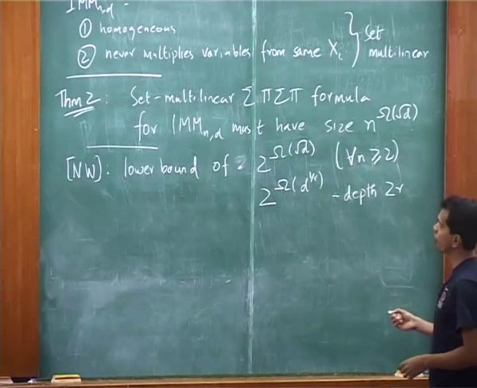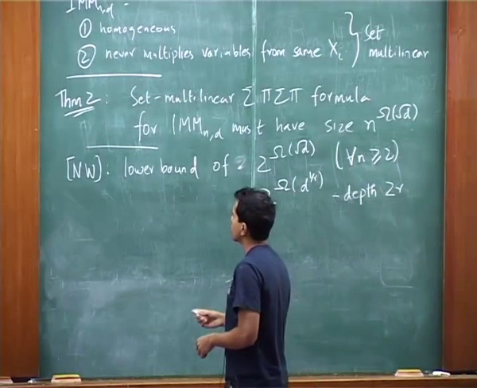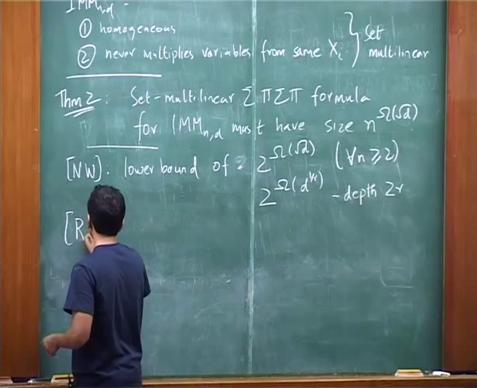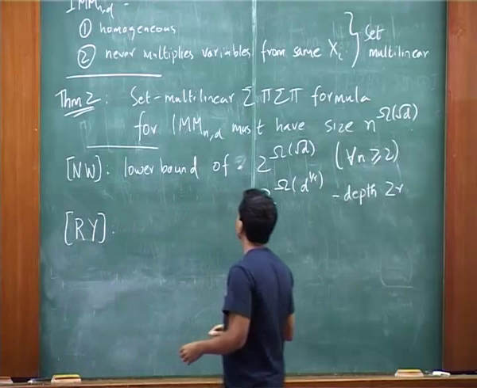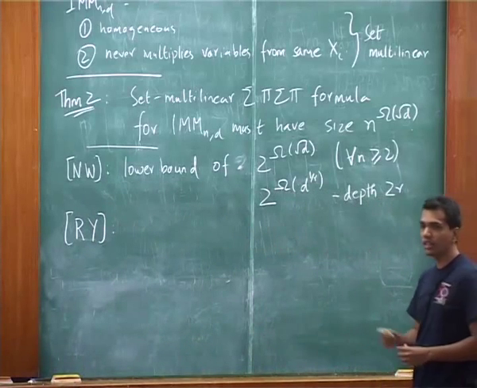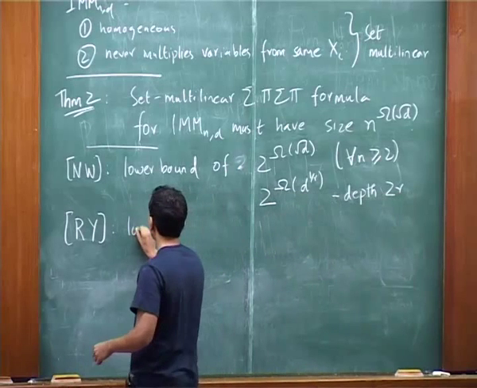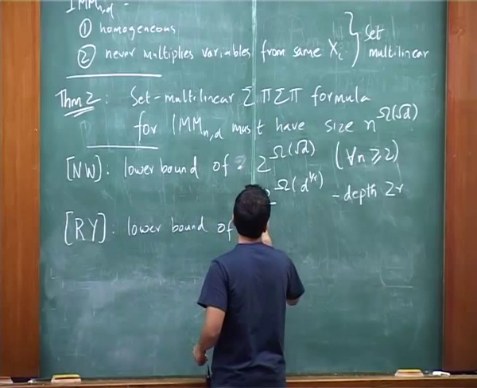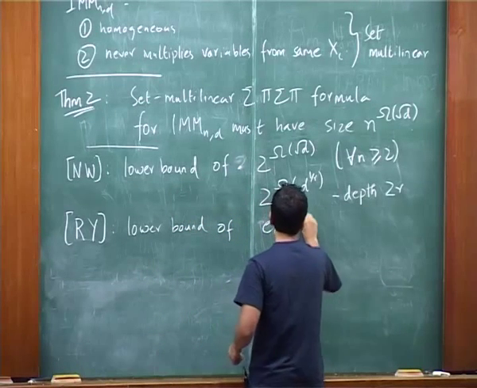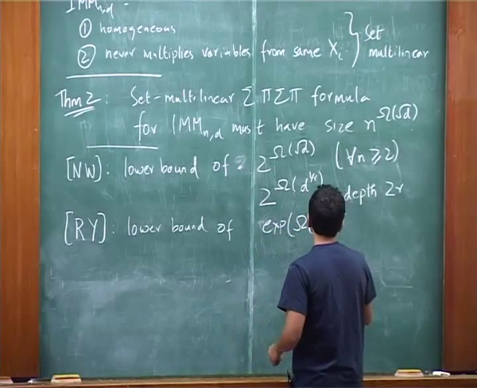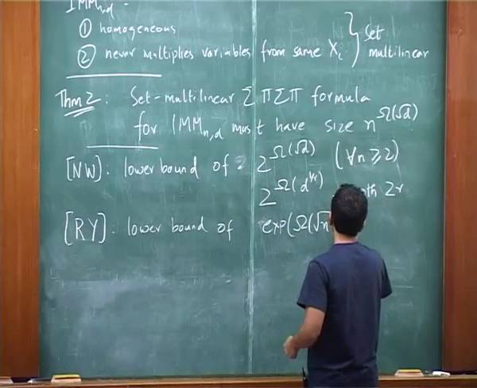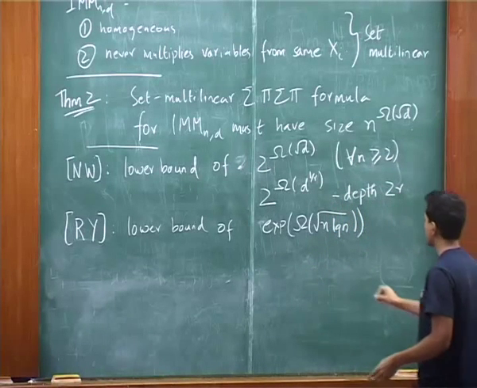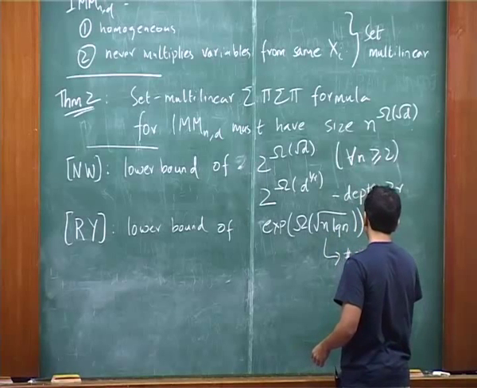If you're just looking for stronger, there's also a beautiful result of Ran Raz and Amir Yehudayoff, who give lower bounds even in the more general setting of multilinear formulas. They have lower bounds of something like exponential in omega, so I'm just going to say square root n log n. Here n is the number of variables and roughly the degree.